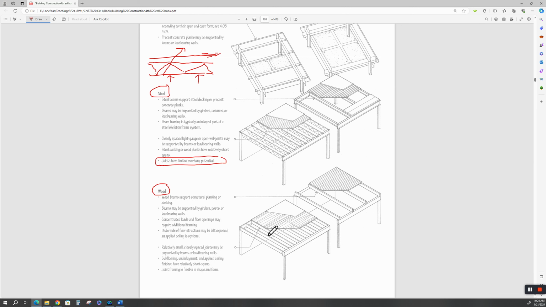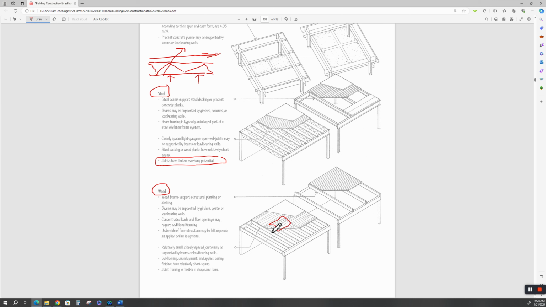Okay, there's a lot of wood framed apartment complexes, and they can be supported on girders or posts or load-bearing walls. Concentrated loads and floor openings may require additional framing. Well, no kidding. If I cut a hole in this, whether it's wood, steel, or concrete, I've got to have additional framing around here to support that opening.